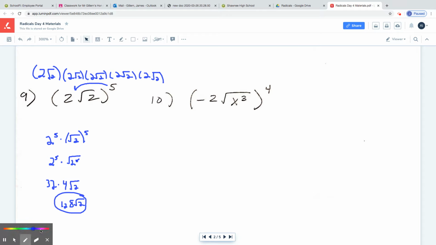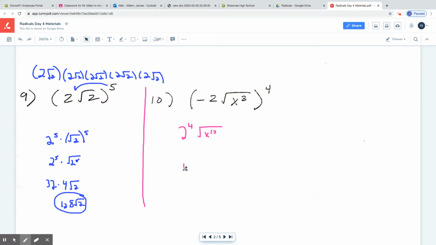All right. And our last one for the day is number 10. Why don't you guys give that a try? All right. So this negative, since we have a negative to the 4th power, it's an even power. The negative is going to become a positive, so we don't worry about that anymore. So what we have is 2 to the 4th, and then the square root of x cubed to the 4th, which is the same thing as 3 times 4, which is 12.